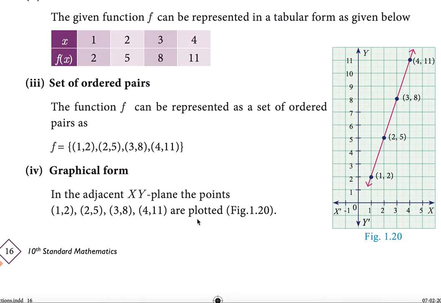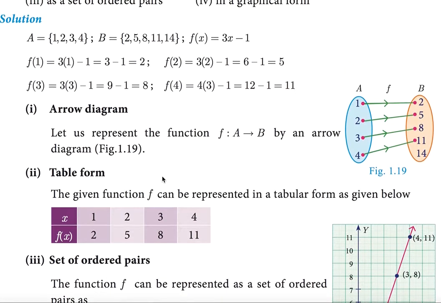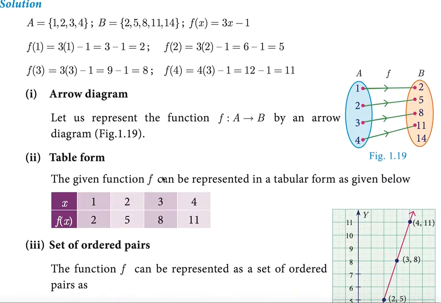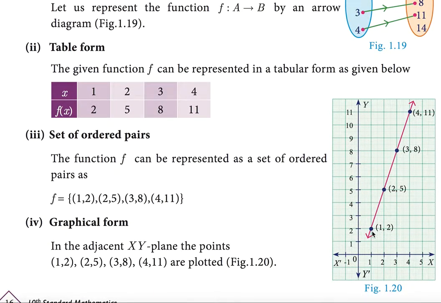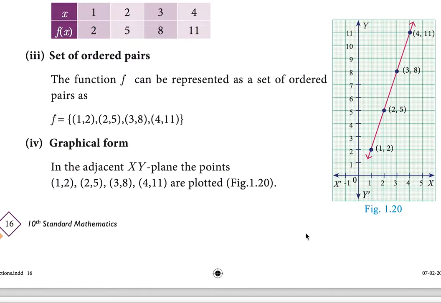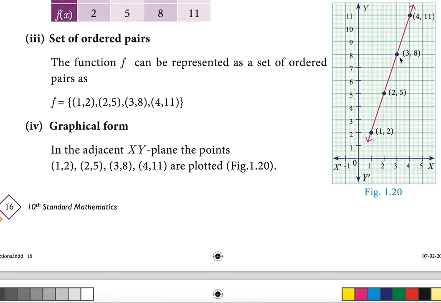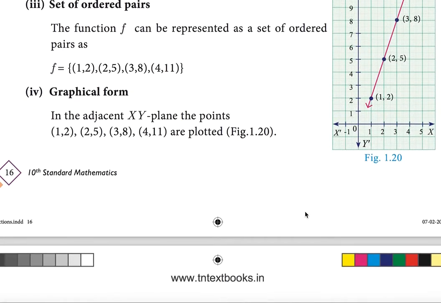Graphical form: if you draw the graph of 3x minus 1 for only these points, (1, 2), (2, 5), (3, 8), (4, 11), these points you need to represent in the graph. This is graphical form. These must be indicated clearly.